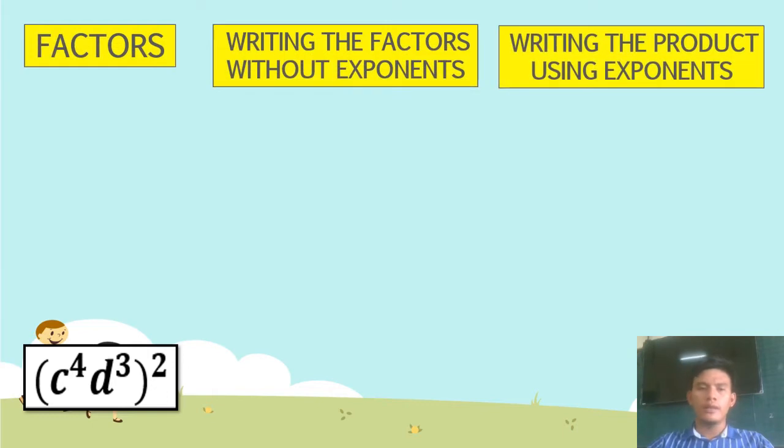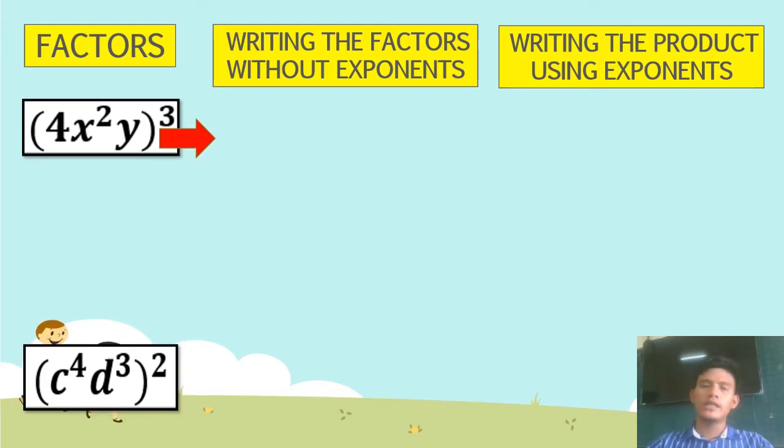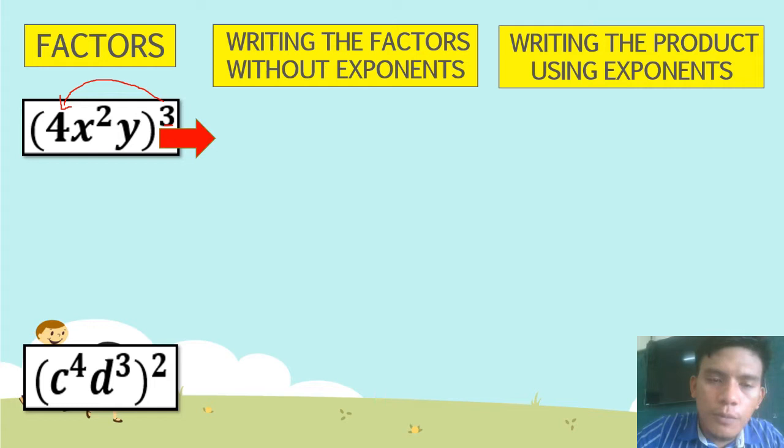Example number one, writing the product using exponent. Quantity 4x squared y raised to the exponent 3. So, according to our third law of exponents, you will substitute the exponent 3. The exponent 3 will be substituted to 4, the exponent 3 will be substituted to x squared, and the exponent 3 will also be substituted to y.